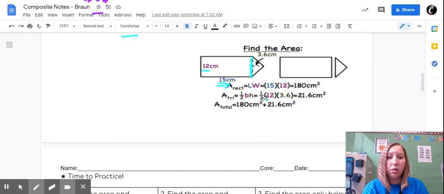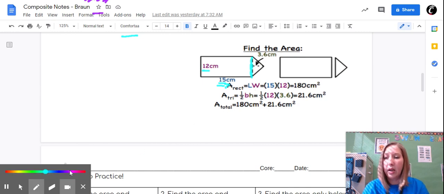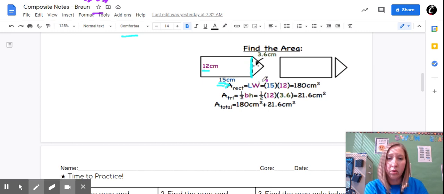For the triangle, we're going to take a look at our base and our height. Remember, it's going to be base times height divided by 2, or as it's listed here, 1/2 times base times height, which is the same thing. So we want to look at the base of our triangle. We don't have any numbers here, but what I know is this is a rectangle and that opposite sides are equal.